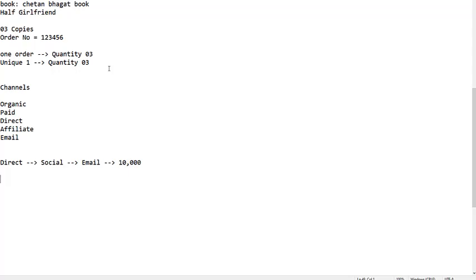So there are different models. If I use a model, last interaction, in that case, I will attribute it to email, which is that channel using which the user interacted with my website last time. There is another model called first interaction. In this model, I will attribute it to direct. Now there is another model called linear.